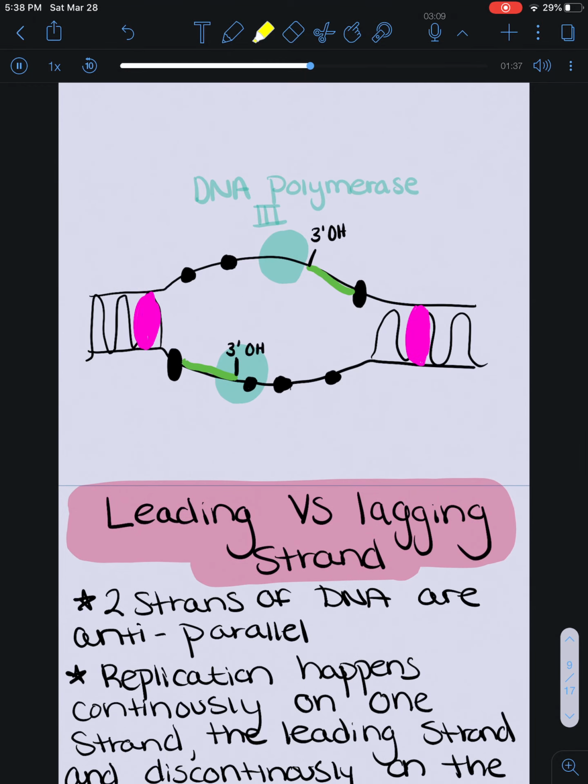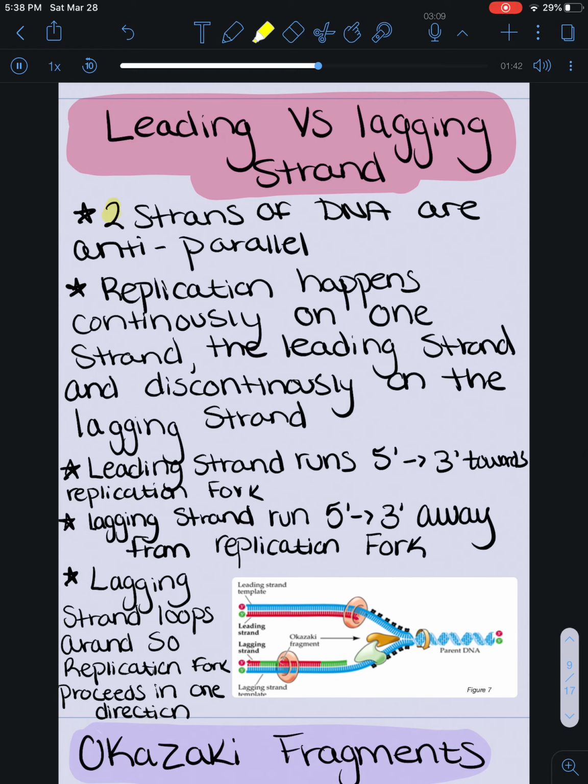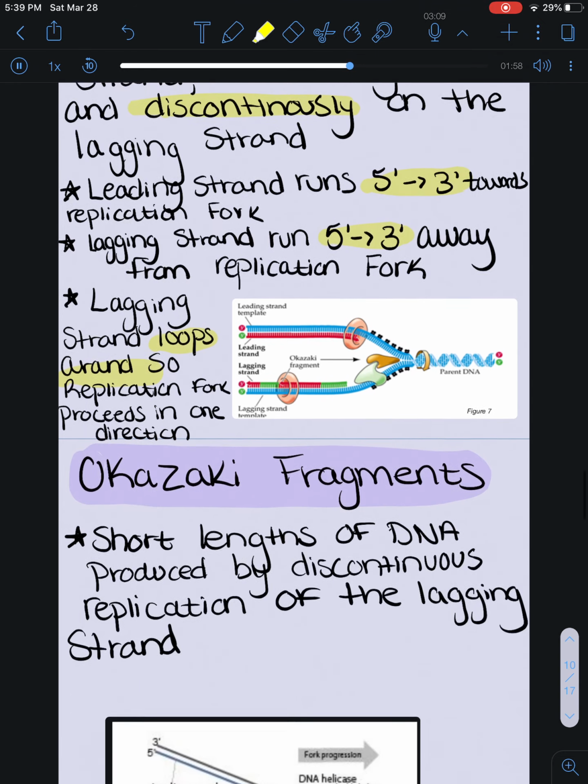And then we have leading versus lagging strands, which are important. They are two strands of DNA that are anti-parallel to each other, and the leading strand and the lagging strand both run 5' to 3', but the lagging strand loops around the replication fork, so it all proceeds in one direction. Replication happens continuously on one strand, the leading strand, and discontinuously on the lagging strand.